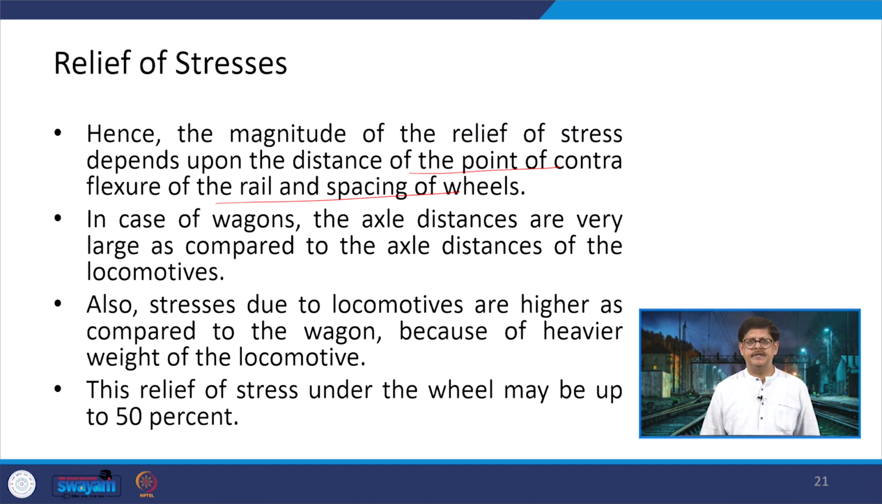Now, in case of the wagons, the axle distances are very large as compared to the axle distances of the locomotives. So, there you will find the differences may not be coming in that form. Also, the stresses due to locomotives are higher as compared to the wagons because of the heavier weight of the locomotive. So, the relief is probably going to be more in that sense, and this relief of stress under the wheel can be as high as 50%. So, whatever positive bending moment is there, the negative bending moment can be half of that, and that is where the relief will be by 50%.